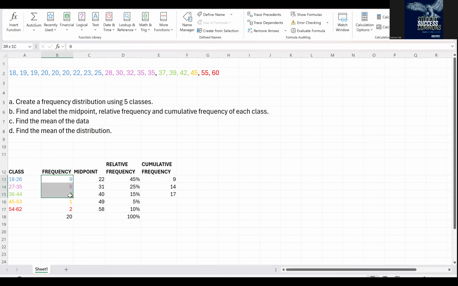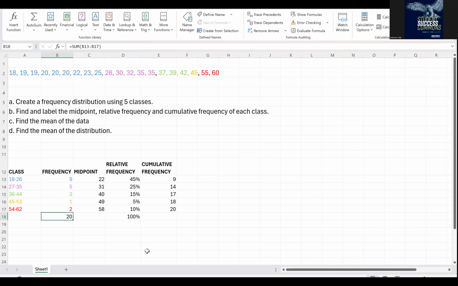Then look at 4 rows. 9 plus 5 plus 3 plus 1, 18. And then finally, for the last row, you look at all of them. 9 plus 5 plus 3 plus 1 plus 2 is 20. And your cumulative frequency, your last row, should always add up to your grand total because that's what cumulative frequency works out to be.